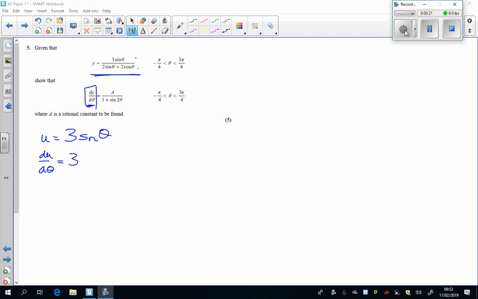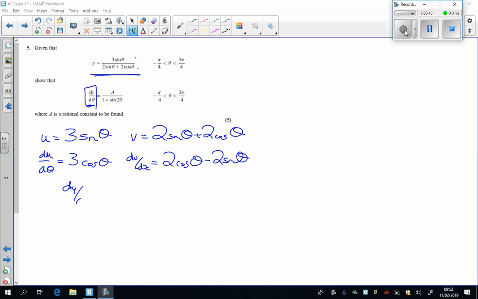Sine theta, of course, goes to cos theta. On the bottom, I've got 2 sine theta plus 2 cos theta. And so on the bottom, that differentiates to give 2 cos theta minus 2 sine theta. Setting off using our quotient rule, we'll get 1 mark for it looking like we're doing it, and our 2nd mark for getting this right.